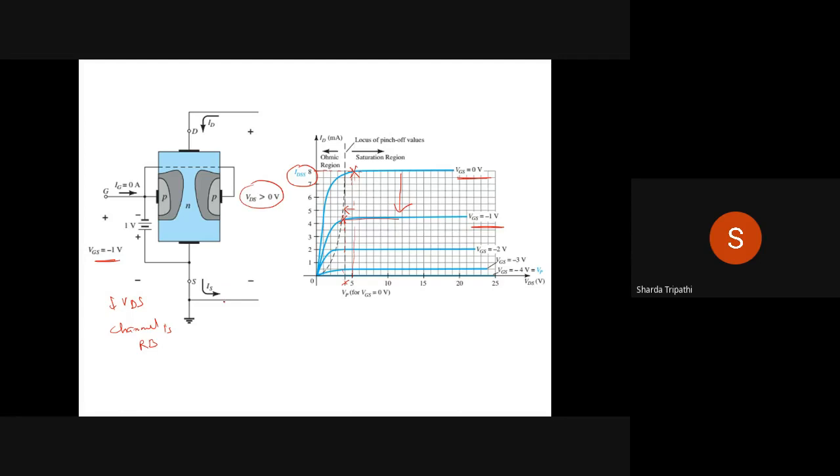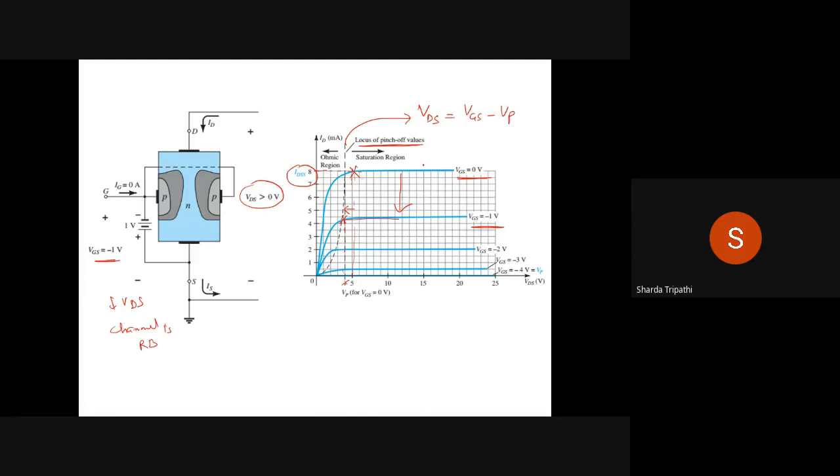And then what about the pinch off voltage? If you see over here, this curve which is shown by a dashed line is the locus of pinch off values. Locus means the path. Path means how the pinch off voltage is going to change by changing the value of VGS. And this path has the equation VDS is equal to VGS minus VP.